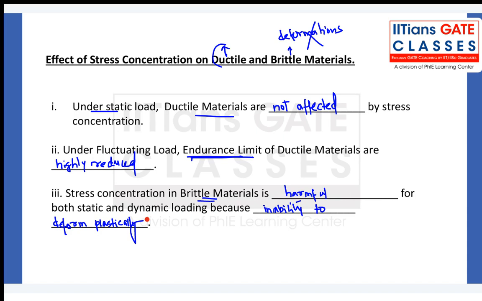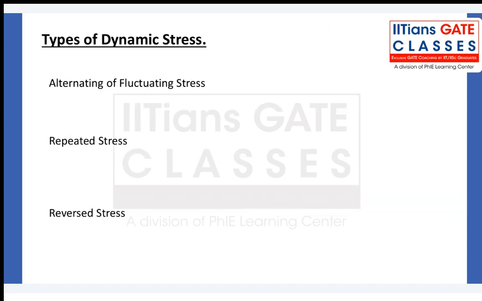Now let us try to understand the different types of dynamic stress. This is something important. The dynamic stress can be classified into three parts. The first one is alternating or fluctuating stress. So what is alternating or fluctuating stress? Let us try to understand it.